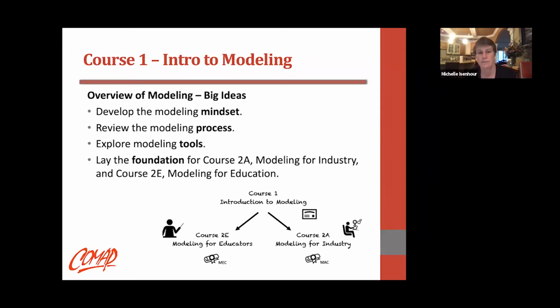And at the conclusion of the course, educators at what we believe will be the high school and undergraduate levels will move on to course 2E, Modeling for Educators. And the analysts, who we envision may be recent graduates in fields such as operations research or systems engineering, or maybe early career professionals such as junior analysts who are looking to bolster their resumes, will move on to course 2A, Modeling for Industry.